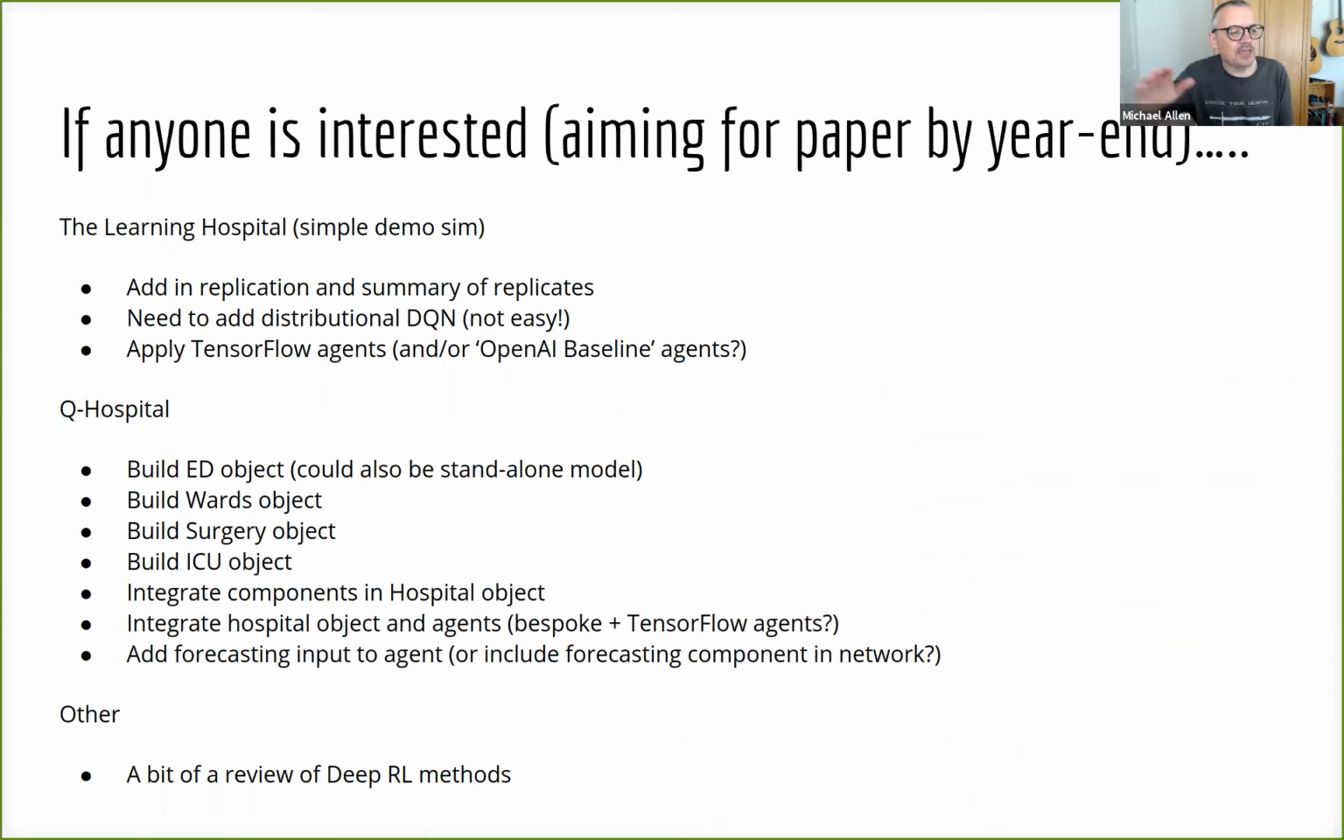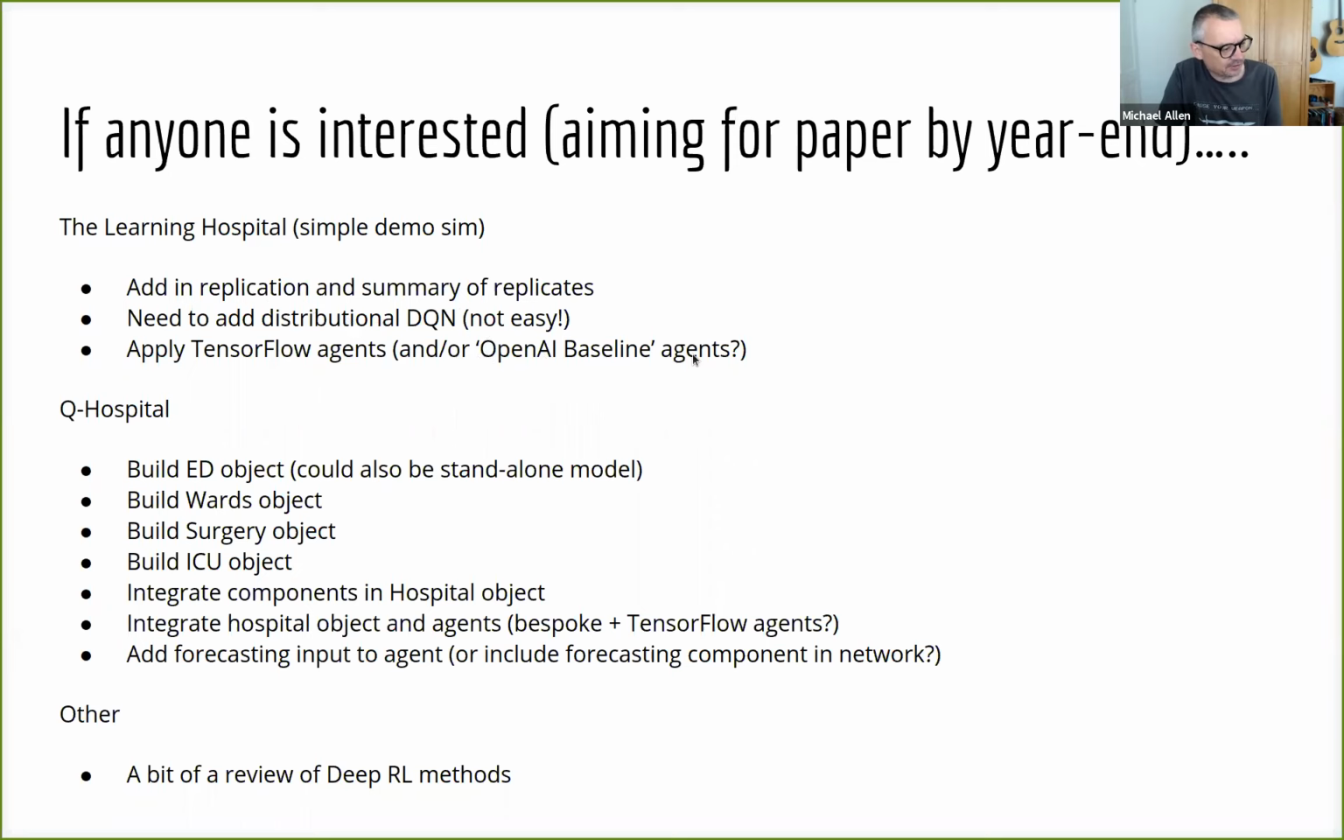And so if anyone is interested, this can't be a major part of anybody's work because it's kind of fitting it in. We're trying to get a paper and bid in by the end of the year. What I'd like to do for the simple learning hospital is add in replication and summary of the replicates, to see whether those agents behave differently on a simple system. I need to add distributional DQN, that's not easy, and apply TensorFlow agents, or there's another one from OpenAI, what they call baseline agents.